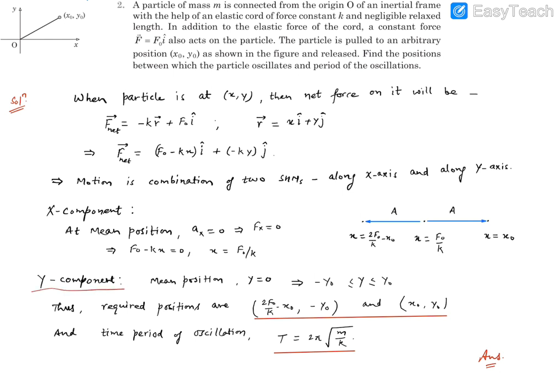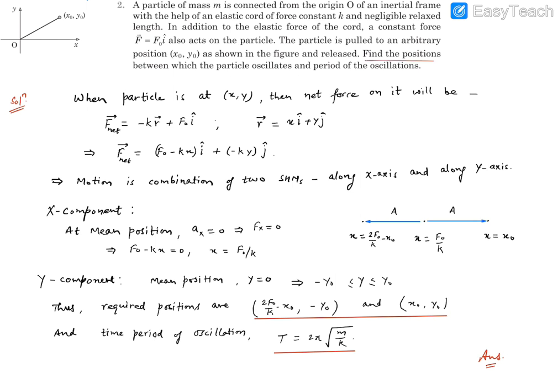Now come to the y component. In the y component, you will find the force is minus ky. So y equal to 0 is the equilibrium position. So on the y-axis, the mean point is going to be y equal to 0 itself. And y naught is one extreme. So the other extreme is going to be minus y naught, because this y naught will become the amplitude. So the y coordinate will be oscillating between minus y naught and y naught.